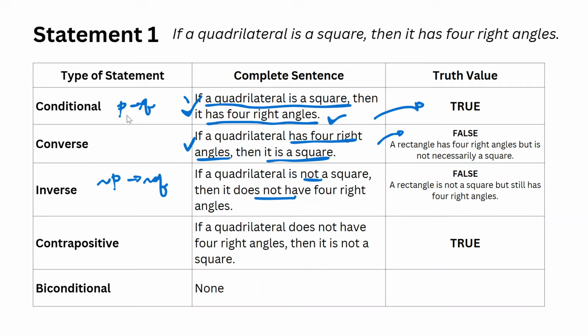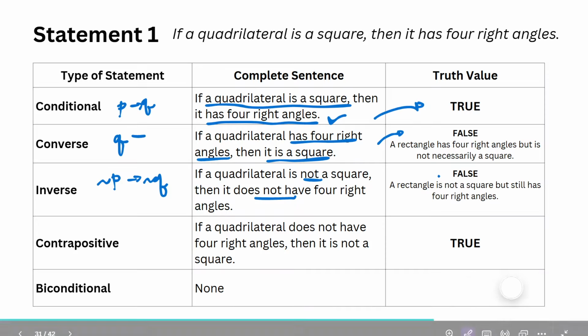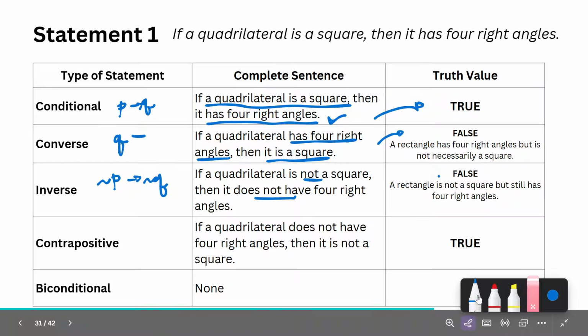Okay, again, if this conditional statement is P implies Q, pagdating sa converse, nag-switch lang sila ng position. Yung Q naging, wait, nawala ang aking pen. Ang Q ang naging hypothesis. Hindi ma-detect yung pen ko.